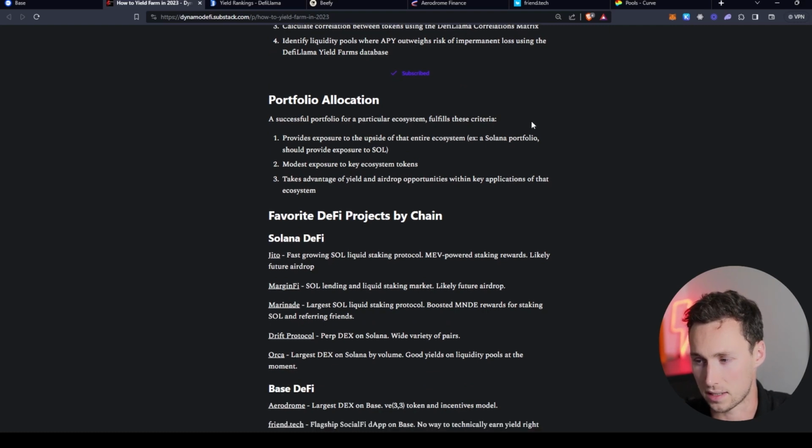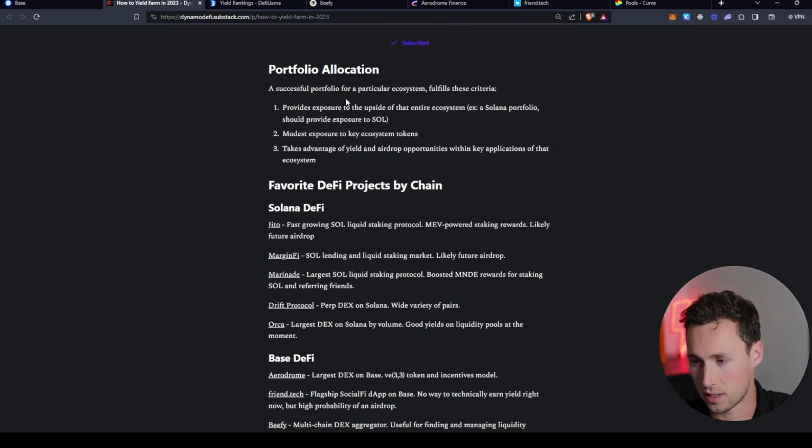And then as far as our portfolio allocation, we have three main goals. We want exposure to the entire ecosystem, so that's going to be our core ecosystem tokens. It's a bit harder with Base than something like Solana, where you could just buy SOL, but we're going to get exposure to the ecosystem. We want some exposure to ecosystem tokens. In Base, these points 1 and 2 are kind of wrapped up. And then we want to make sure we're taking advantage of yield and airdrop opportunities within key applications of this ecosystem. So the main reason to be on one of these fast growing chains is that there's more opportunities.